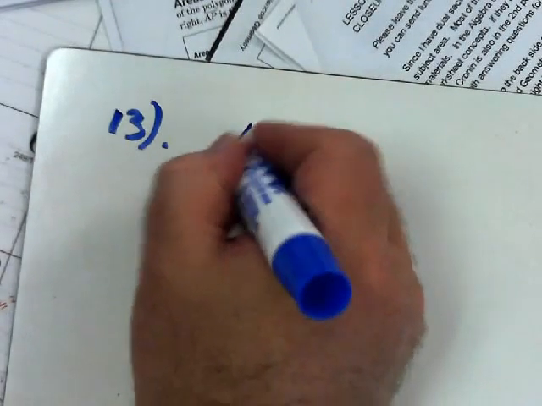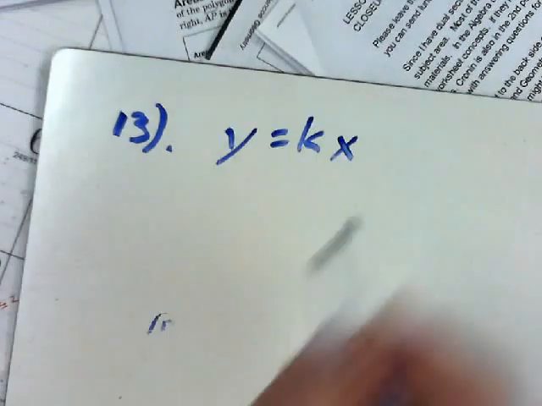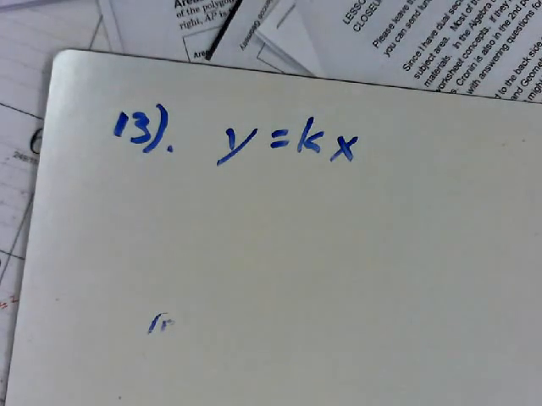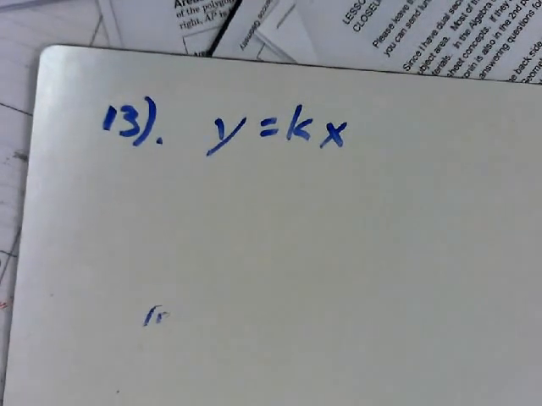If y varies directly as x, they're using x and y. How are you going to set it up? Y equals kx then, right? That's a direct variation, isn't it? Could I have x equals ky? Absolutely. It doesn't matter.